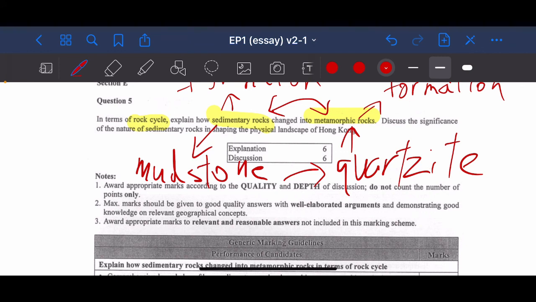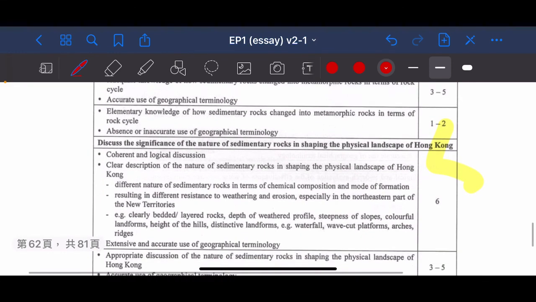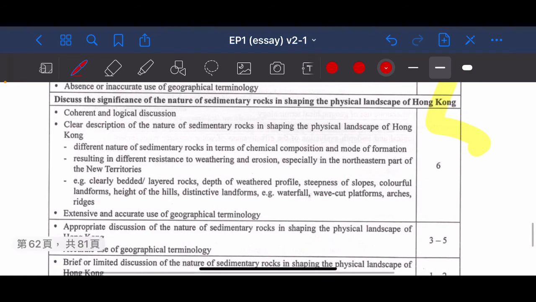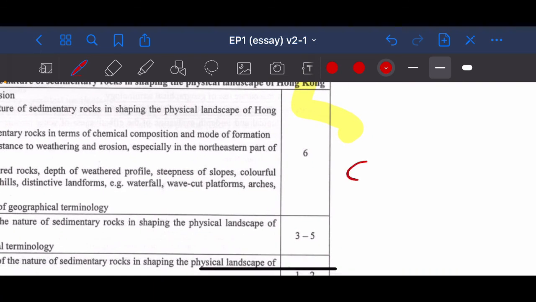Discuss the significance of the nature of sedimentary rock in shaping the physical landscape in Hong Kong. Then you can see most of the time Ma Shi Chau is not really tall indeed, but at the same time there are some taller hills which are made up of sedimentary rock as well, which is the conglomerate making up the Passing Range. Okay, so accordingly we can find different types of rock, and you can pinpoint which is the conglomerate making up the Passing Range.